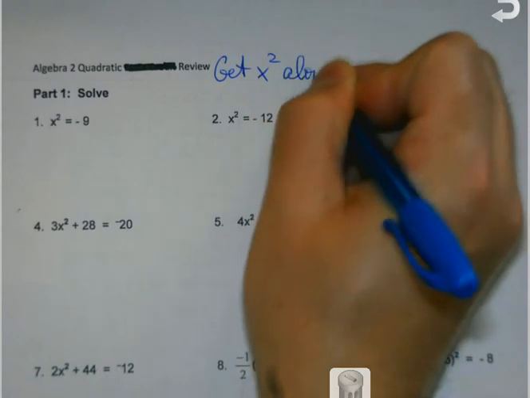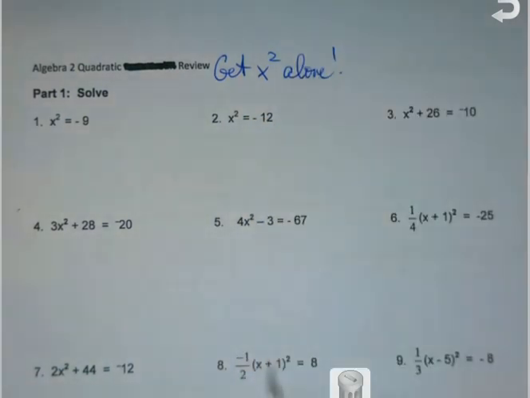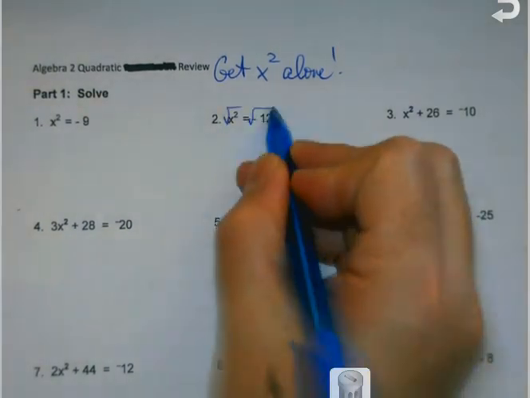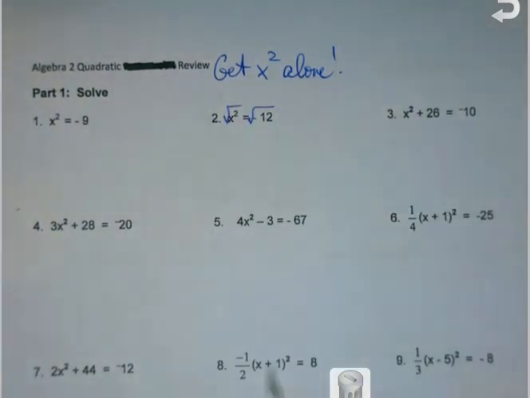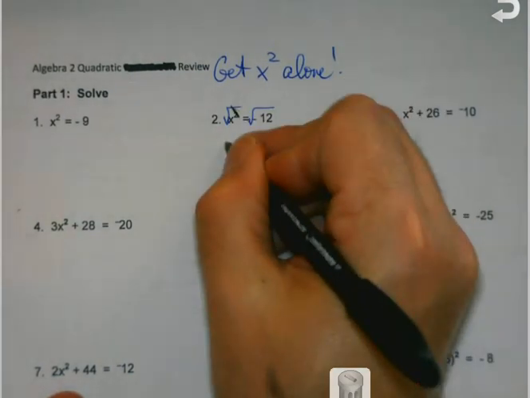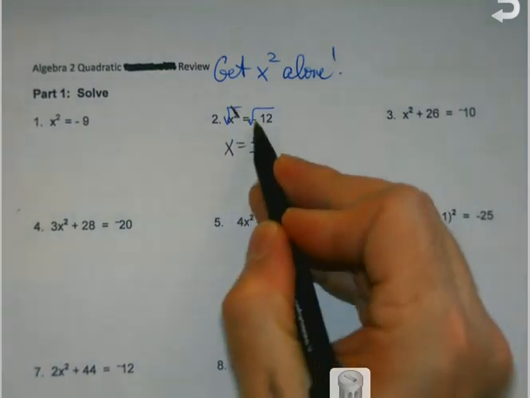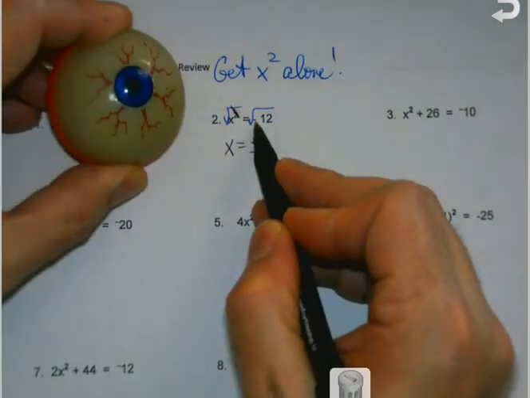Get x squared alone before you do the square root. If it's already alone, cool, I'll take the square root. But then there's other little things I've got to remember. I've got to remember it's plus minus. I've got to remember if there's a negative under there, I've got to take an i out.